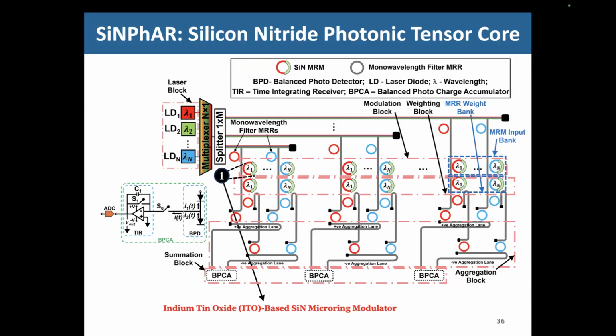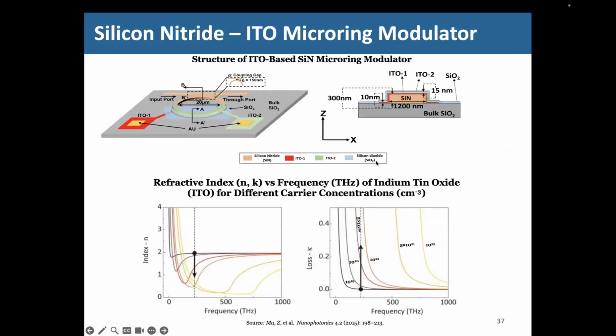So we use indium tin oxide and the high electrorefractive activity in indium tin oxide to create a silicon nitride indium tin oxide hybrid microring modulator. And we could use that as a weighting element as well. And we created this, again, spectrally hitless design. In the first design, we have only done the all-pass ring configuration over here. This is how we ended up doing it.